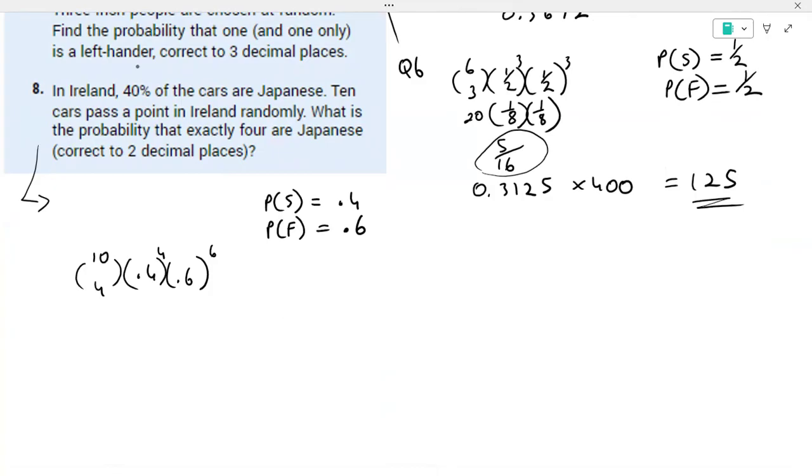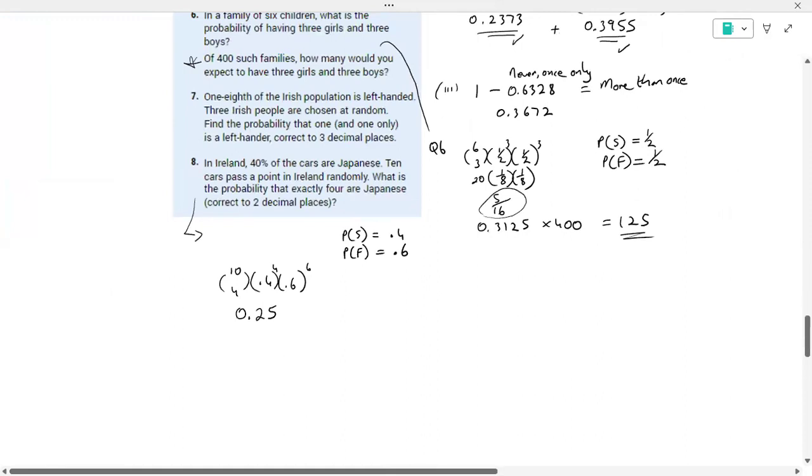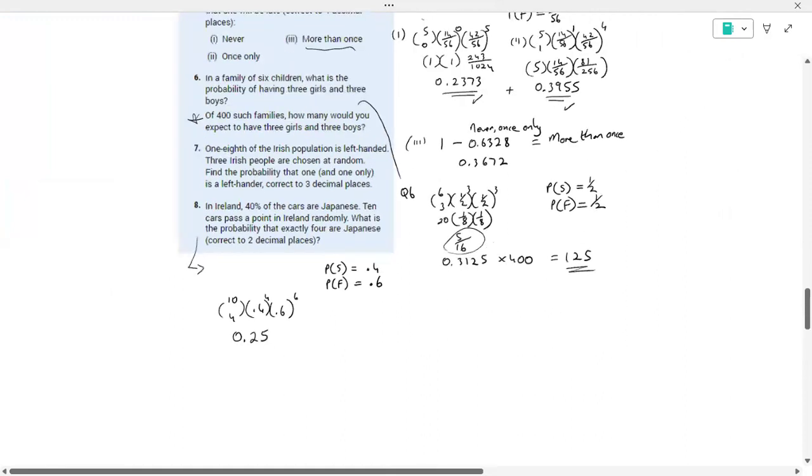I'm just going to speed this up a little bit here. You can try it yourselves. Okay, so I am getting, to 2 decimal places, 0.25. So I'm actually expecting a quarter of them, out of the 10, to be Japanese cars.